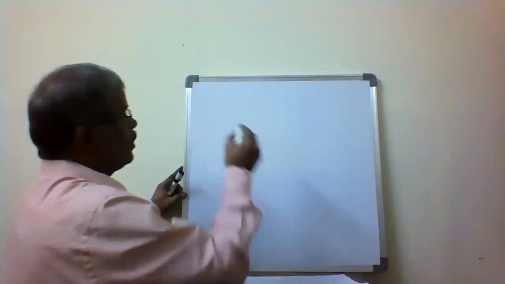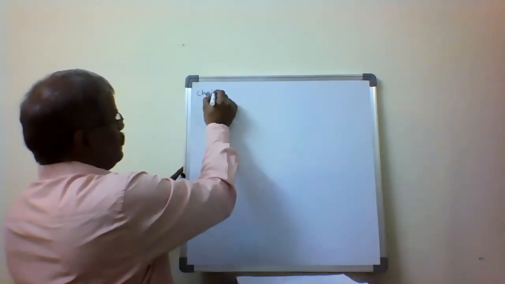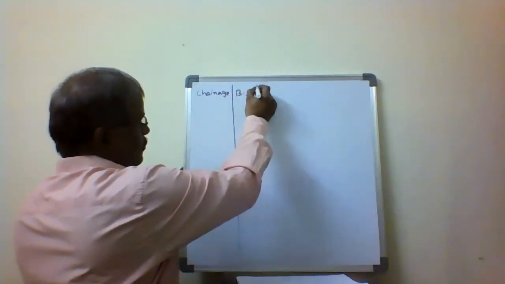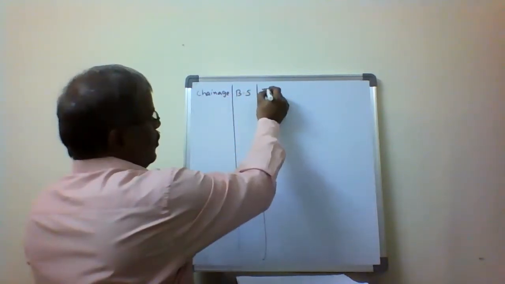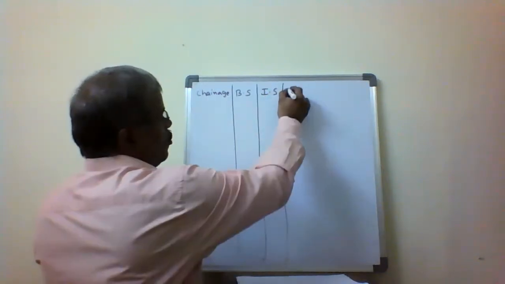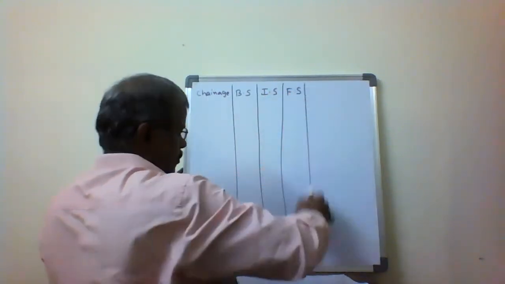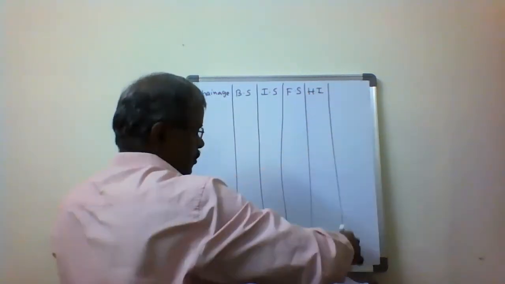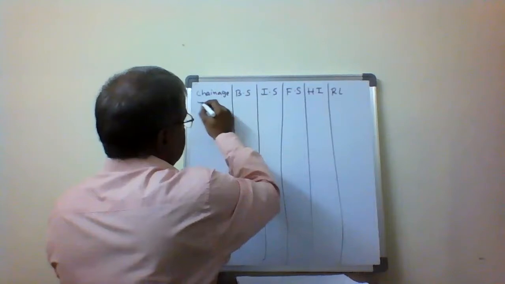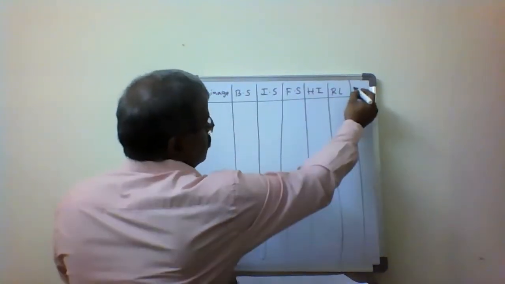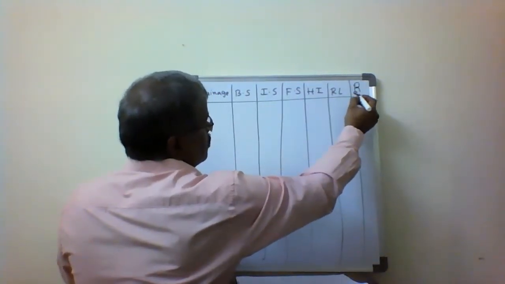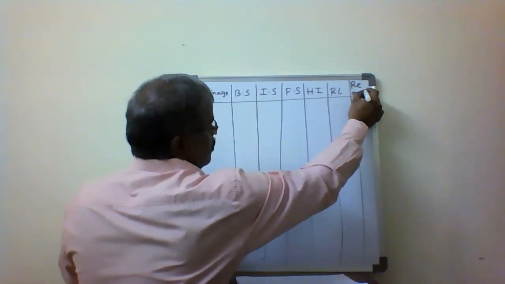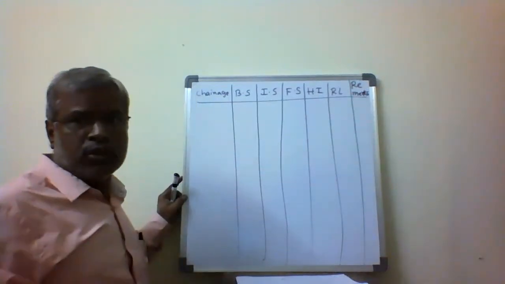Now we are going to start with the tabular column. Chainage, backside reading, intermediate sight, foresight, height of instrument, RL, and the last column is remarks. The last column is going to be remarks.